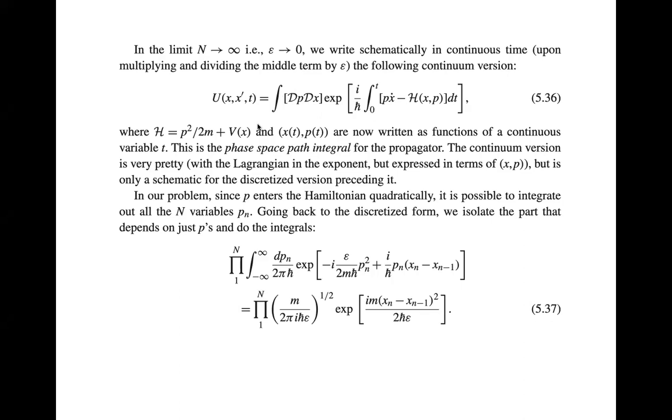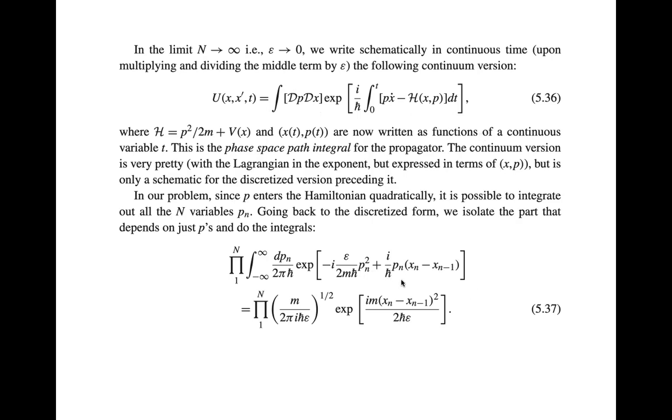The continuum version is very pretty, right? But it's only schematic for this discretized version preceding it, right? In our problem, since p enters the Hamiltonian quadratically, it is possible to integrate out all n variables Pn. You can integrate out the p because it's a rather simple integral.